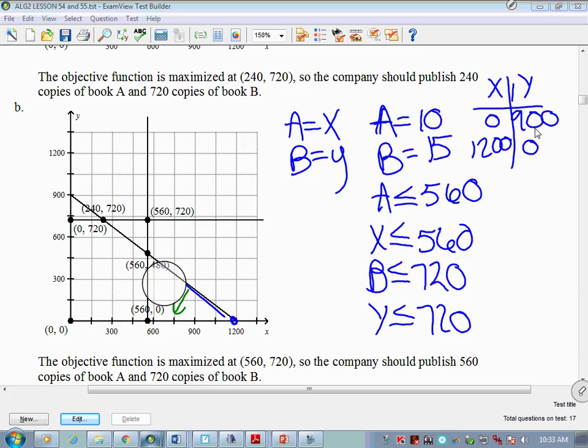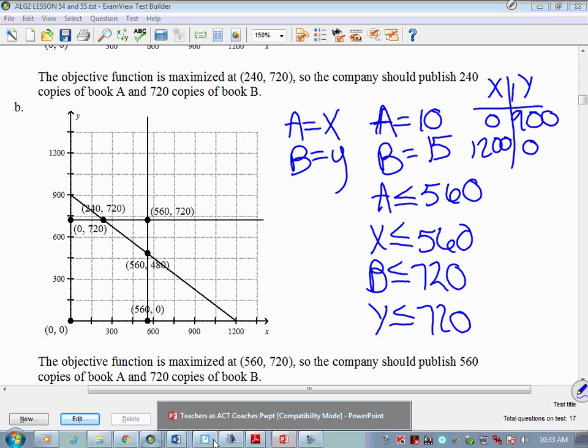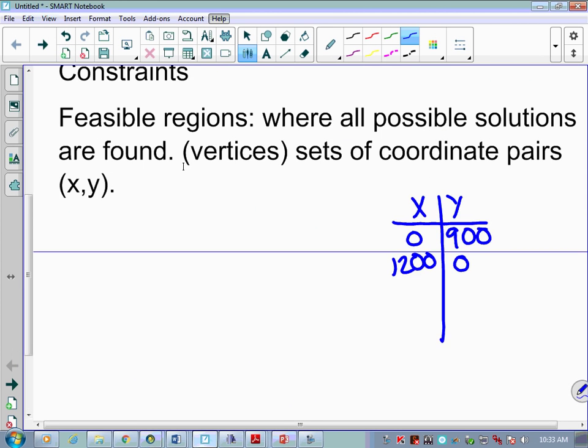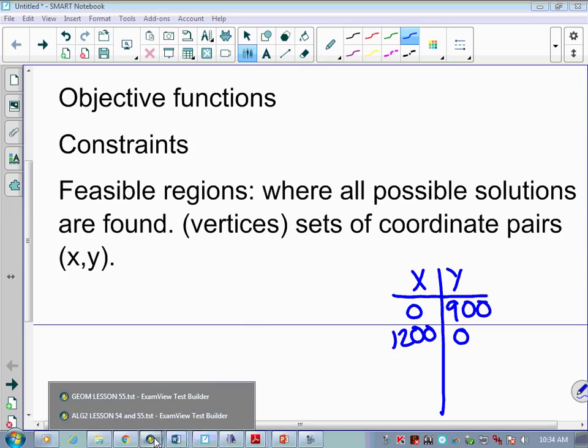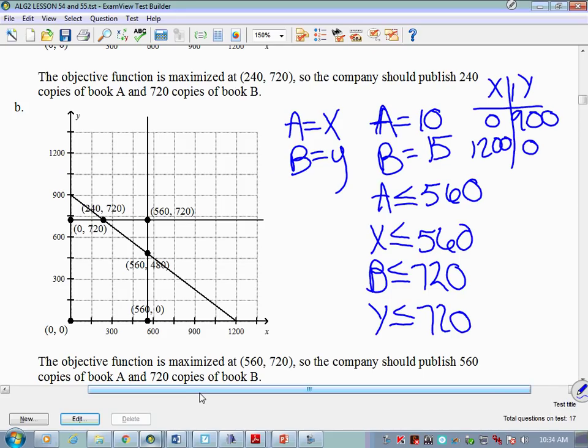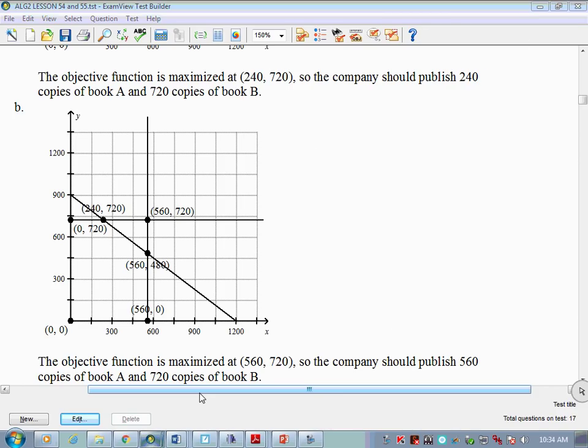Because what we wanted to look at is within the feasible region, what is the most important part to the feasible region? Let's go back to those notes. The vertices, right? Feasible regions where all possible solutions are found. Vertices, sets of coordinates, are those most important parts. So we're going to come back in here and look at these vertices, and we're going to put them back into our equation for profit.